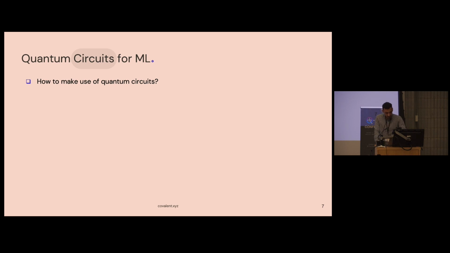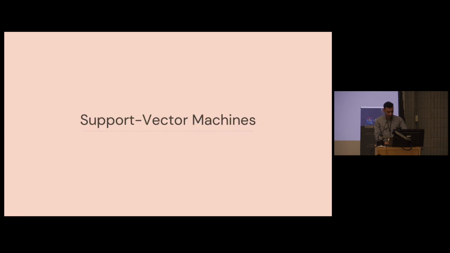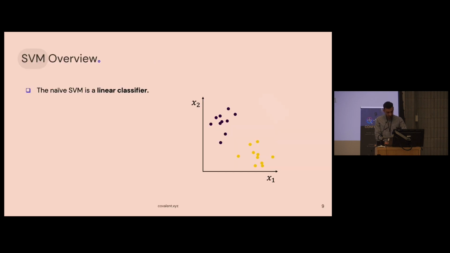So how do we make use of quantum circuits for machine learning? The present-day perspective is to use a quantum circuit sort of as a subroutine inside of a classical machine learning algorithm. So you can imagine feeding a quantum circuit some sort of training data that gets embedded and then processed in some arbitrary way with a measurement that we use the results of to compute the loss and update our parameters and so on. So the particular machine learning algorithm that I'll discuss today is something called a support vector machine.